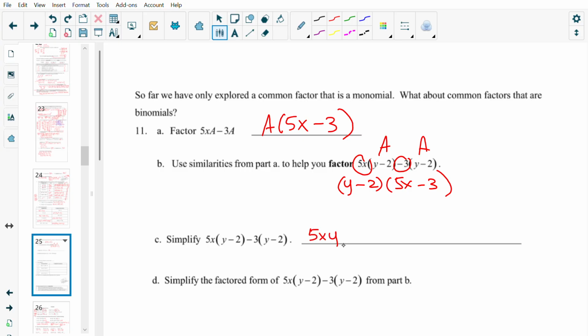Simplify 5x times y minus 2 minus 3 times y minus 2. So I'm going to multiply it out. 5xy minus 10x minus 3y plus 6.